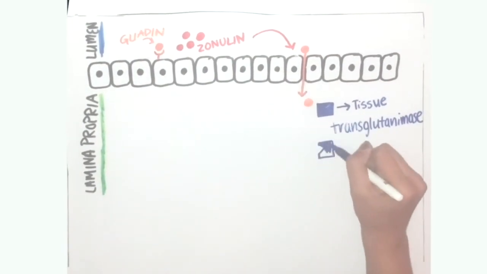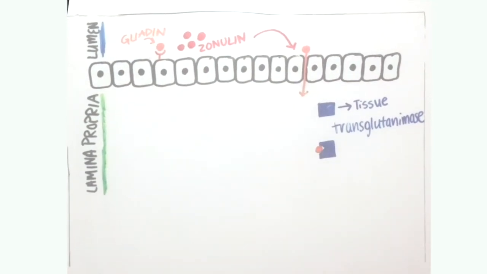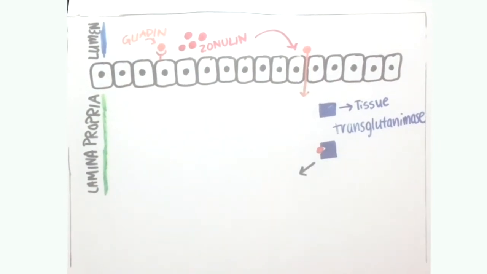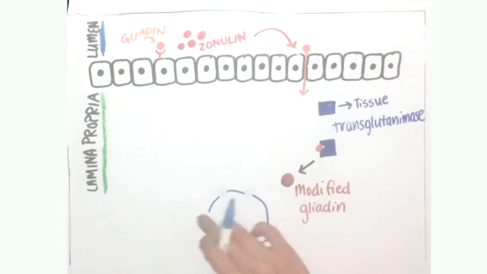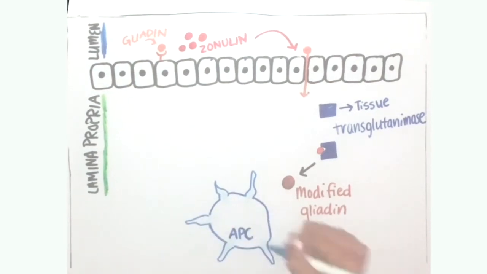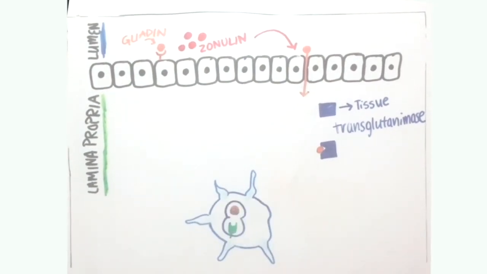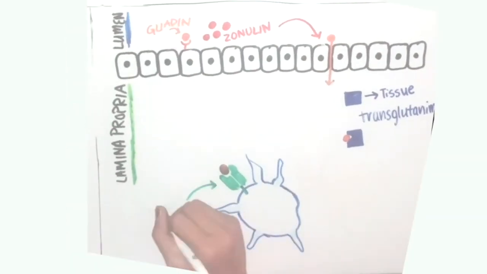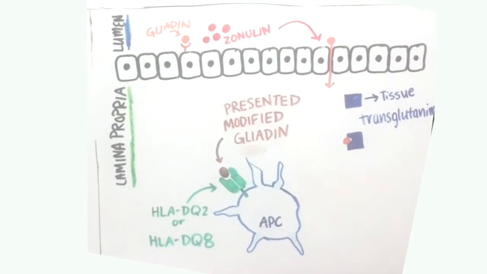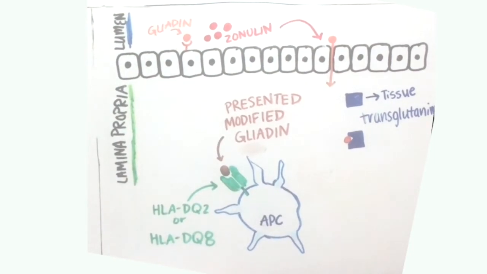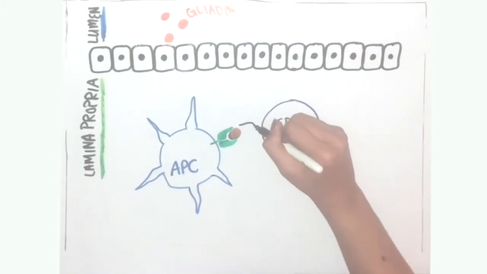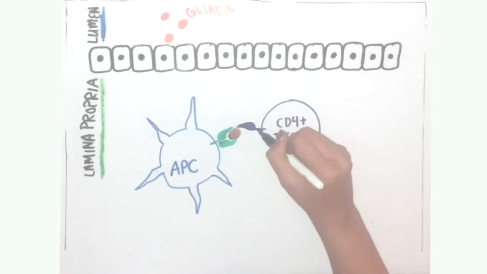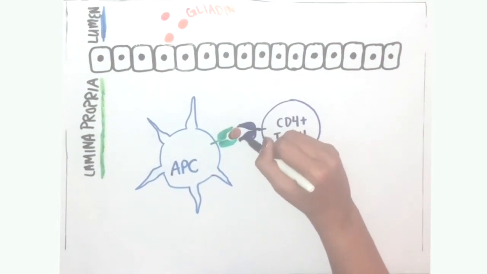This modifies the gliadin so that it has a higher affinity for those MHC class II proteins from before, HLA-DQ2 and HLA-DQ8. This modified gliadin will be taken into the antigen-presenting cell via phagocytosis, where it will fuse with a vesicle containing HLA-DQ2 or HLA-DQ8. The gliadin will be loaded onto it and presented to the outside of the cell. A CD4 positive helper T cell will come along and bind to the gliadin presented and cause it to activate, thus starting an immune response.